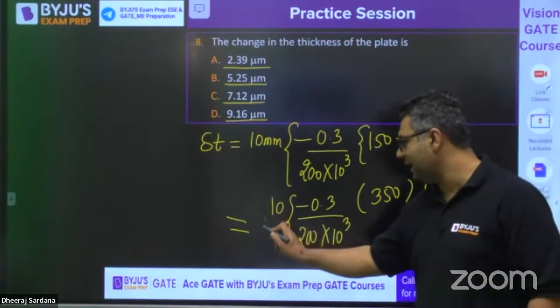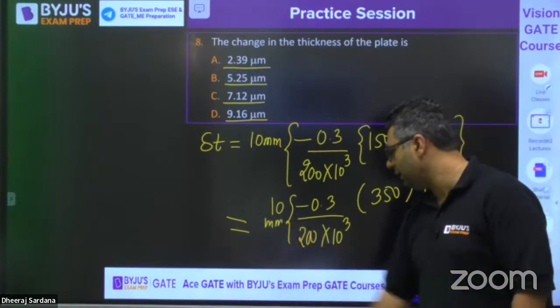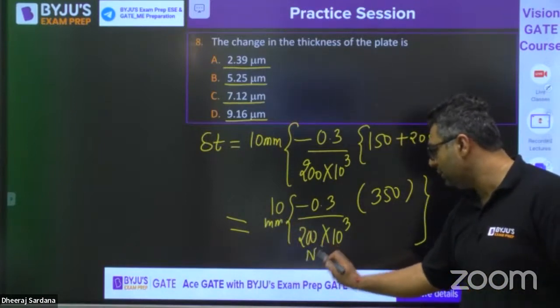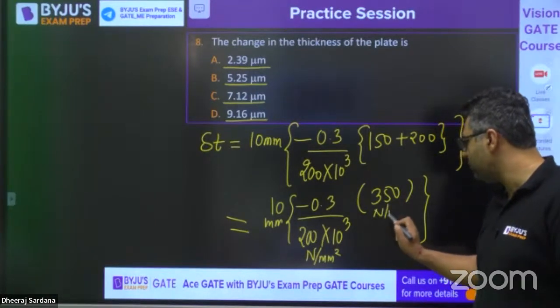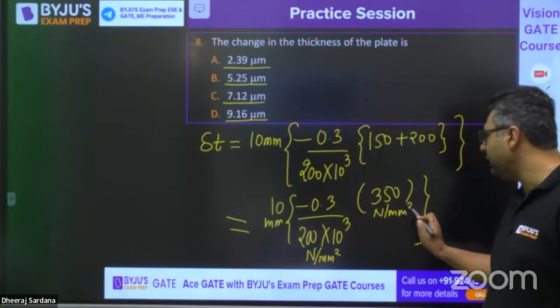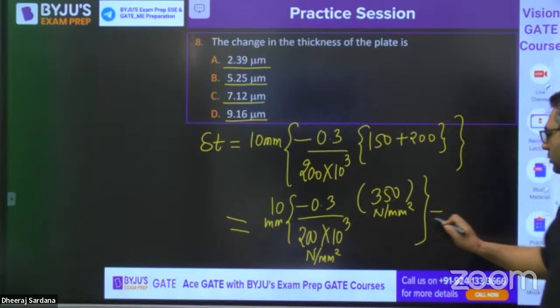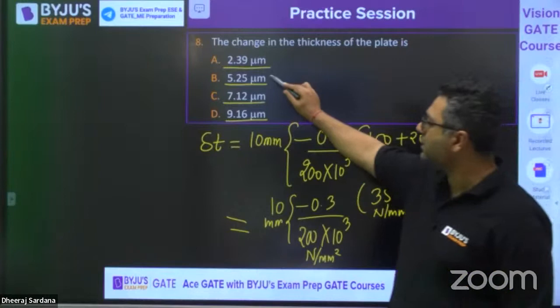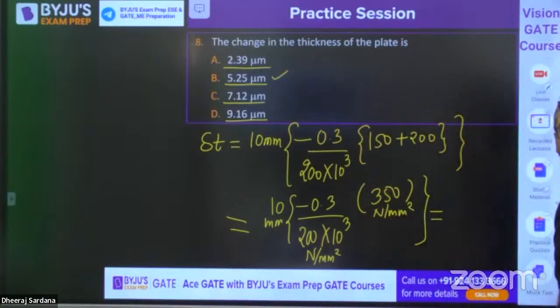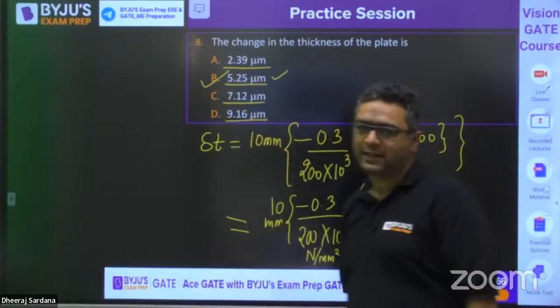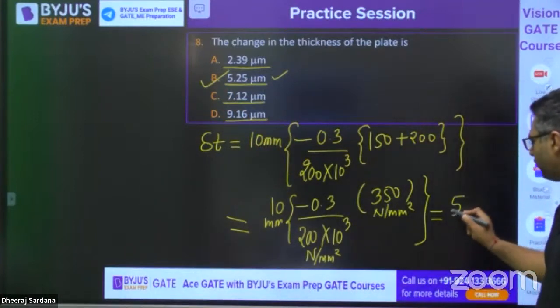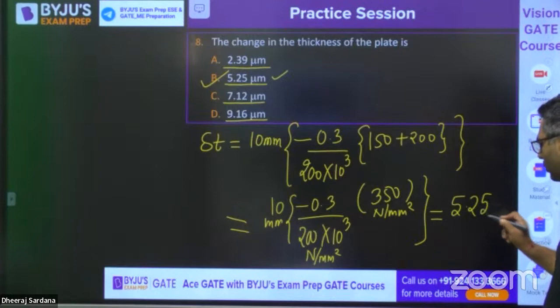This is 10 mm. This is Newton per mm square. This is also Newton per mm square. So the answer will come in mm. You need to see that they are asking in microns. Tell me. Yes, now you are correct, Papa Ka Ghoda. B is the right answer. The answer for this is 5.25 microns.